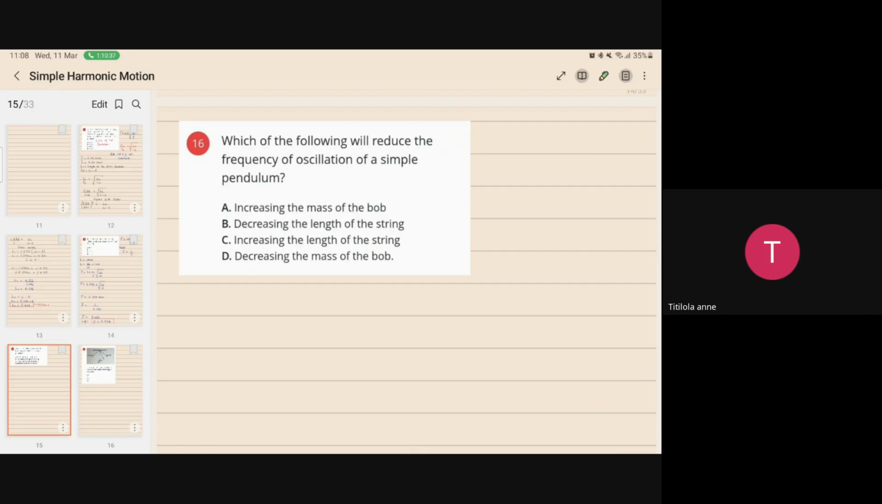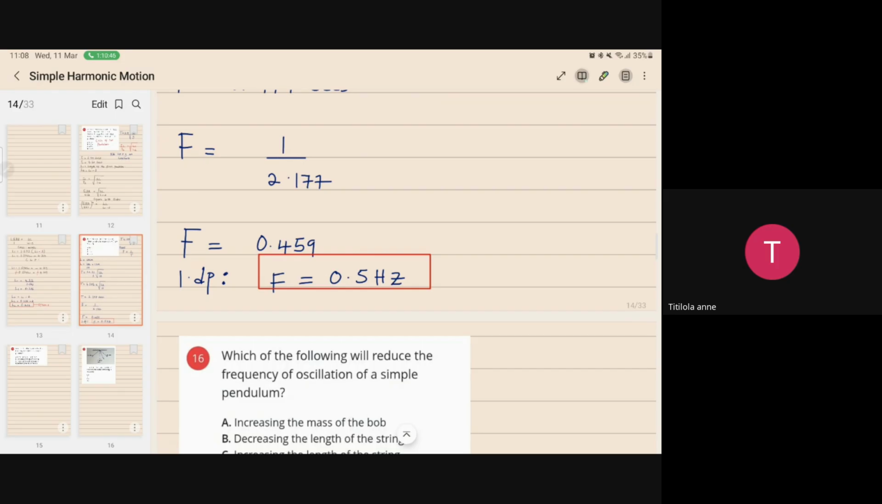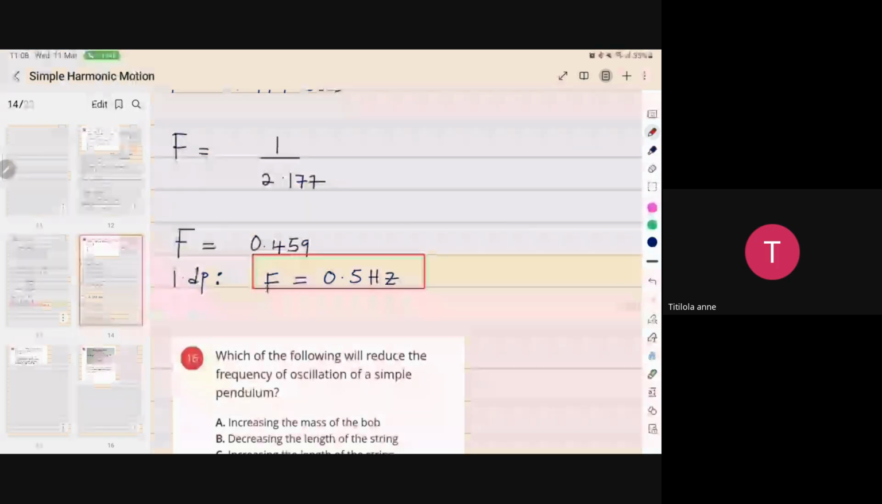All right, so let's continue. Now, the next question says... I hope you understood this very one and how we got that very answer. So the answer is option D. Yeah, option D.